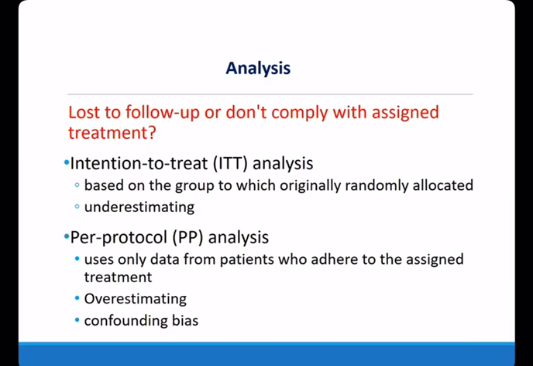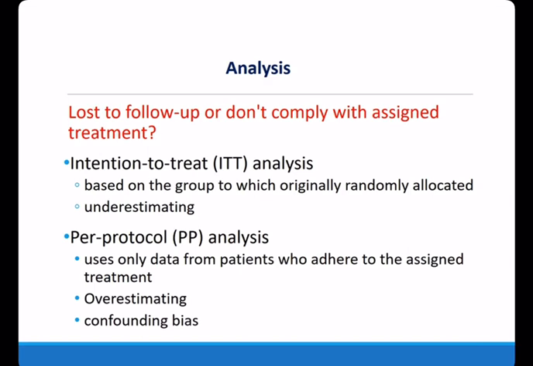Another type of analysis is the per protocol analysis. We usually call it the PP analysis. The PP analysis, sometimes known as the on-treatment analysis, uses only data from patients who adhere to the assigned treatment. Thus, patients who do not comply with the assigned treatment are excluded from the PP analysis, and this usually results in overestimating the true effect of the tested therapeutic intervention compared with the control.